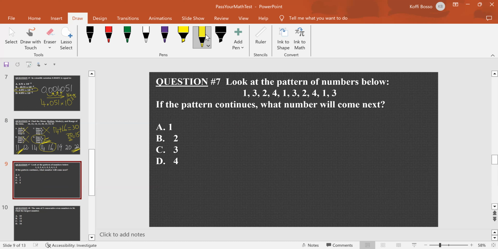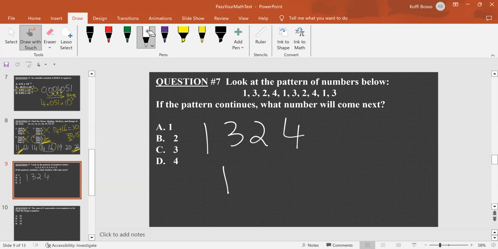Okay, so if you see here, we have a 1, 3, 2, 4, 1, 3, 2, 4, 1, 3. So the pattern is that we have 1, 3, 2, 4. Again, we have another 1, 3, 2, 4. So that's the pattern going on. So the next we have a 1, 3, okay, and they want the next number. So in the list, it has to be what? 2. So therefore, the correct choice is B.